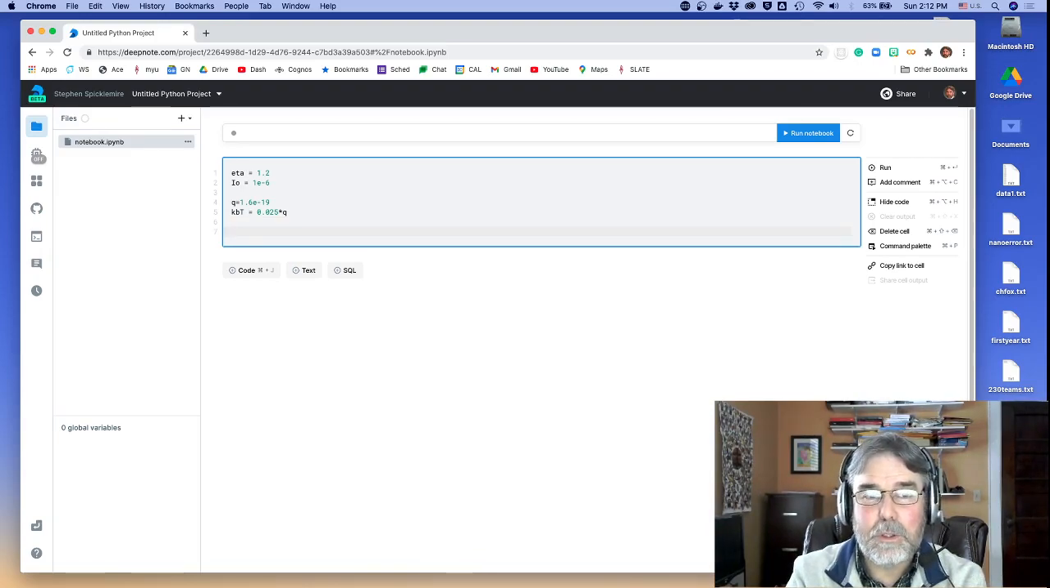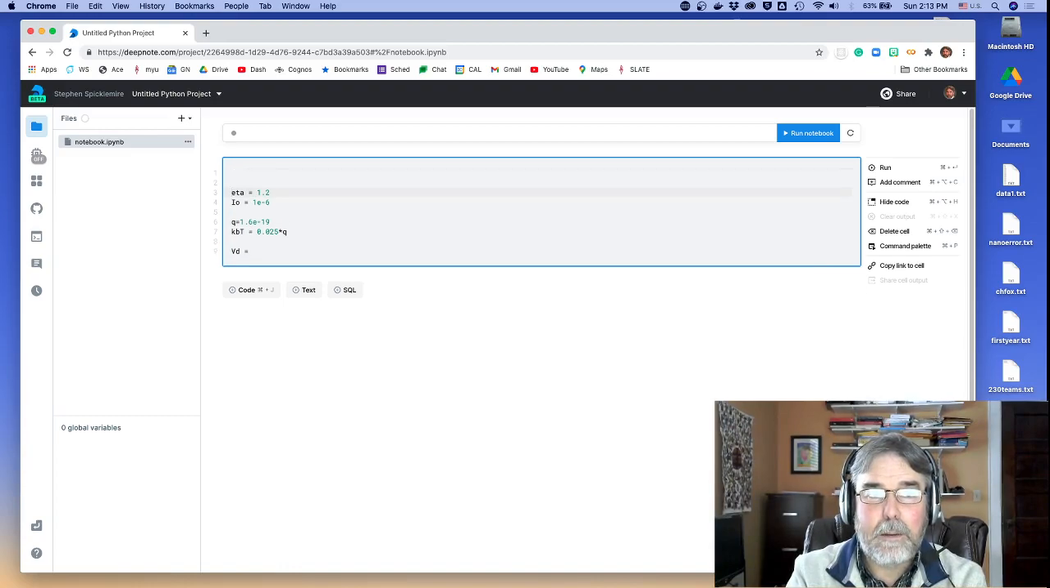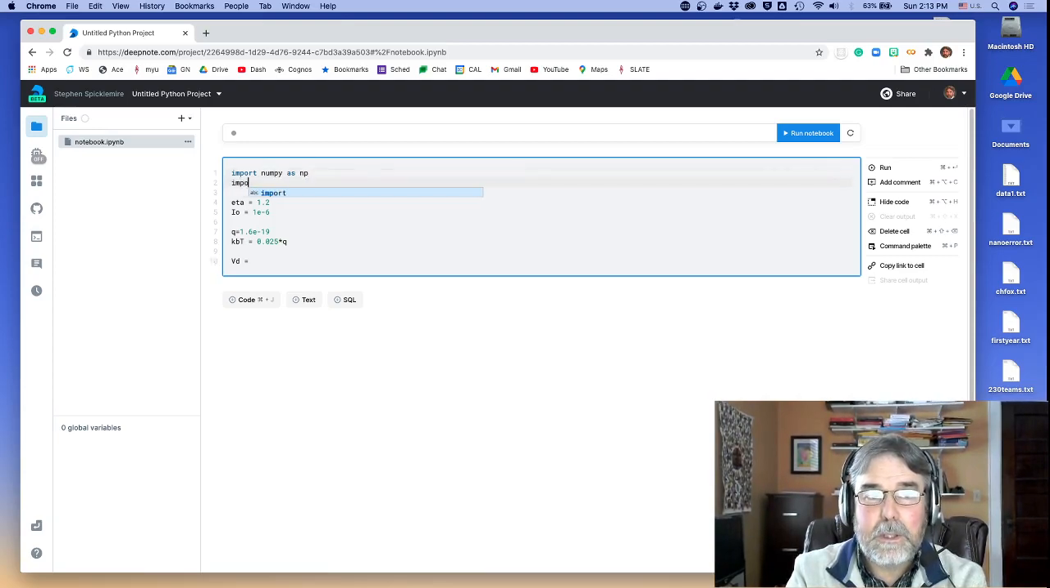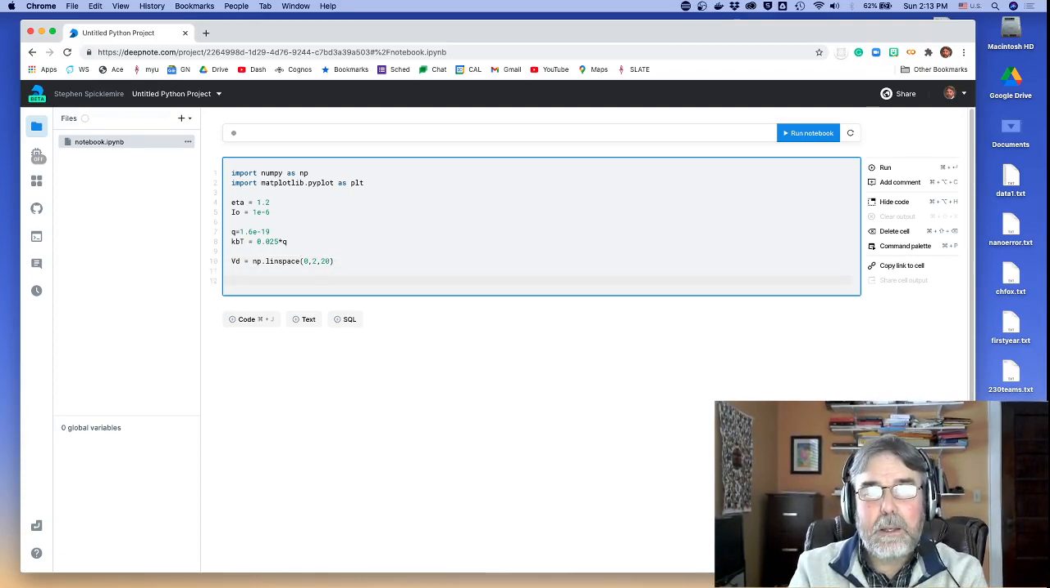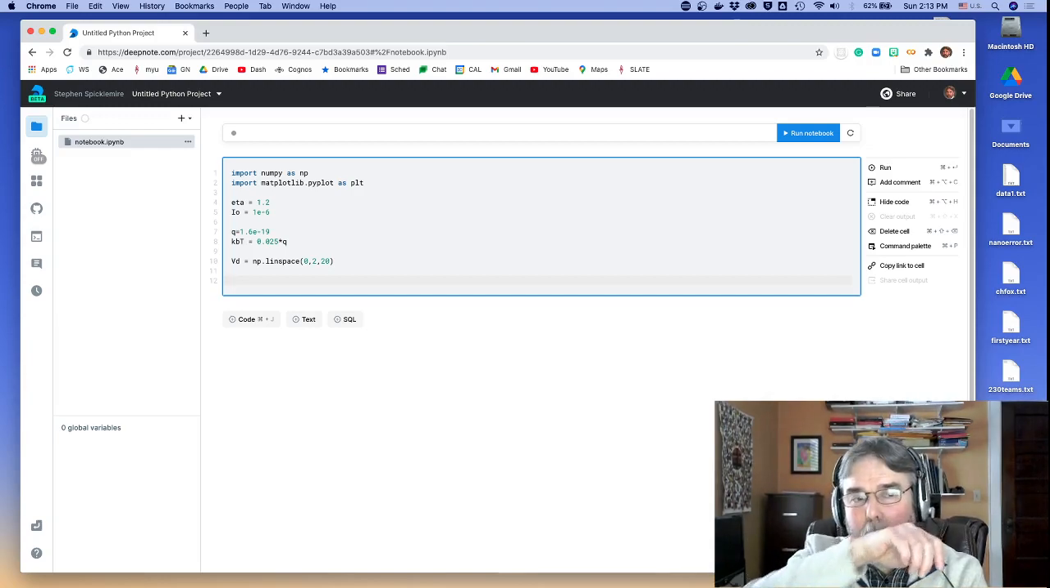And let's suppose that we're doing an experiment and we're going to use a range of voltages. I realized I forgot to say import numpy as np, and then I also need to import matplotlib.pyplot as plt. Let's say we're going to use voltages VD between 0 and 2 volts, and I want to use 20 of them.